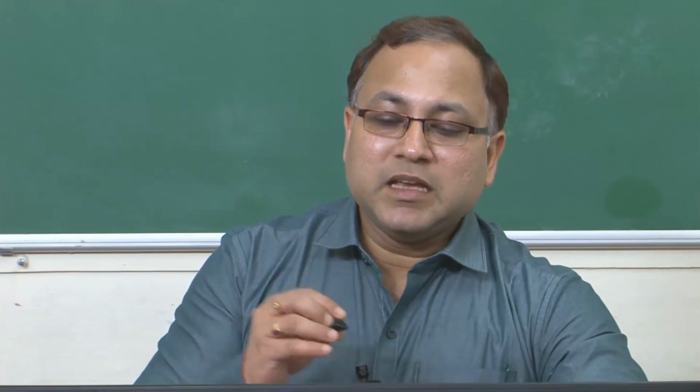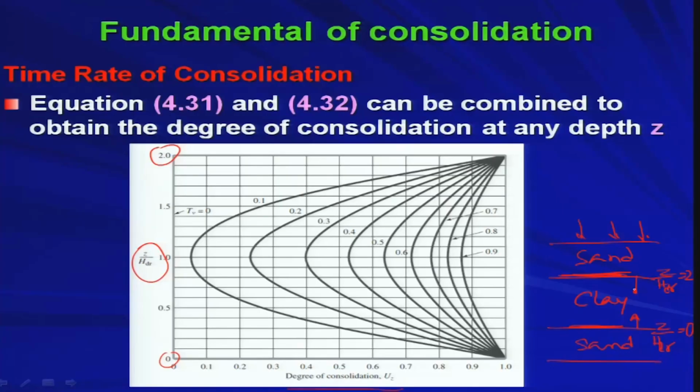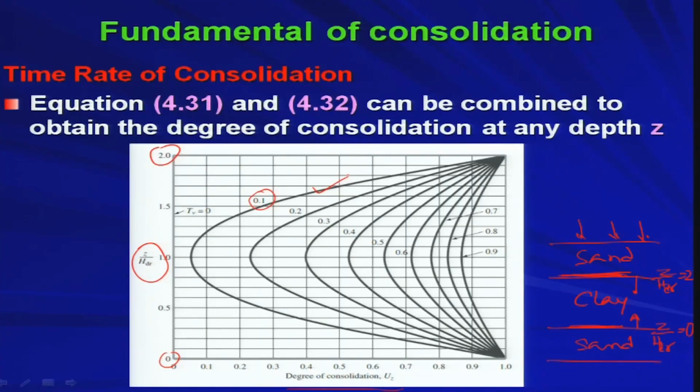Now, at a certain time, at TV equal to 0.1, this will be your excess pore water pressure distribution, or the plot of the degree of consolidation. That degree of consolidation gives you the impression about the dissipation of excess pore water pressure. Now, what does it mean? This curve gives you the degree of consolidation. At z by HDR equal to 2, you are getting 100% degree of consolidation, that means Uz equal to 1.